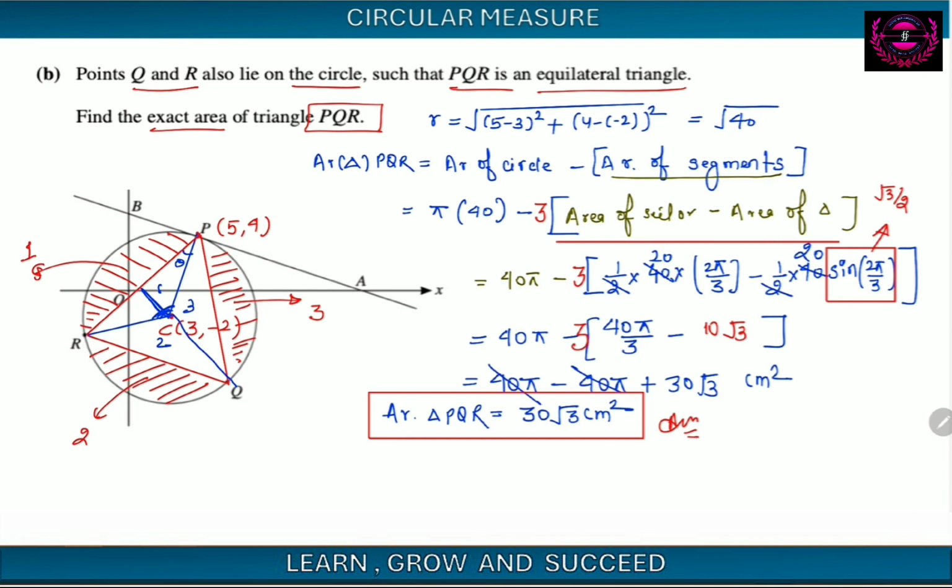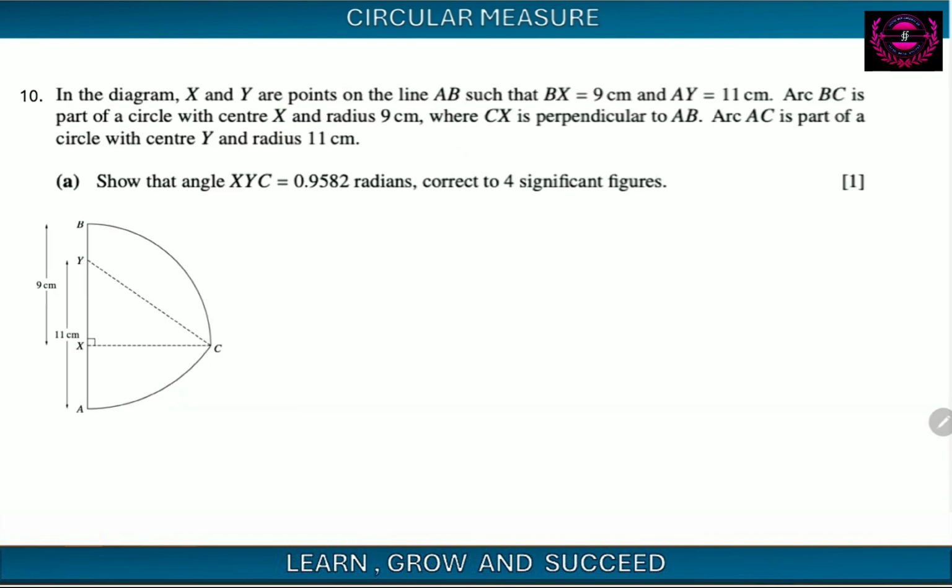Let's move to the next question. Read question number 10. In the diagram, X and Y are points on the line AB. BX equals 9 centimeters and AY equals 11 centimeters. Arc BC is part of a circle with center X, and arc AC is part of a circle with center Y.